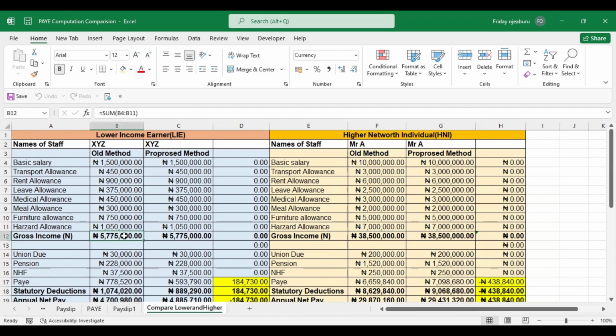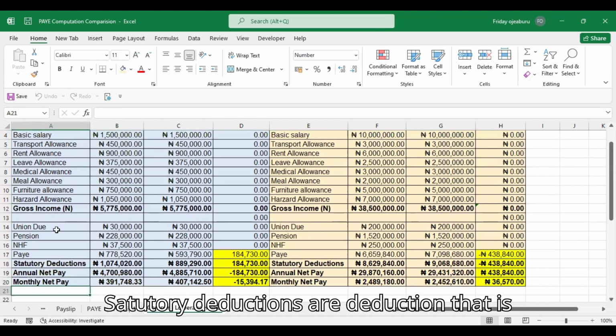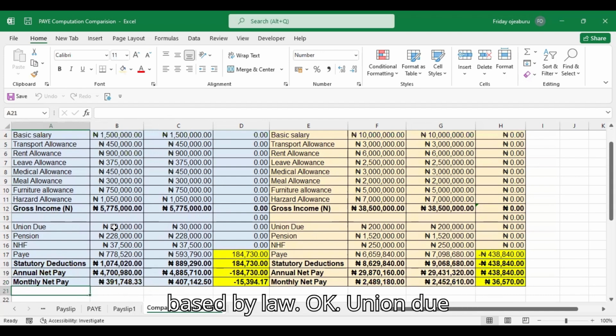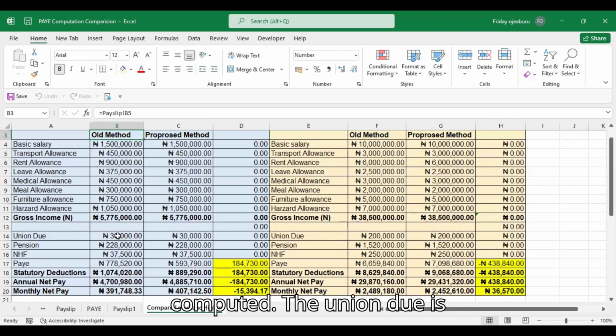Okay. Now, you go to the statutory deductions. Statutory deductions are deductions that are mandated by law. Okay, union due, from my old video, you see how it's computed. The union due is 2% of the basic. Okay, the pension is a percentage of transport, rents, and the basic.